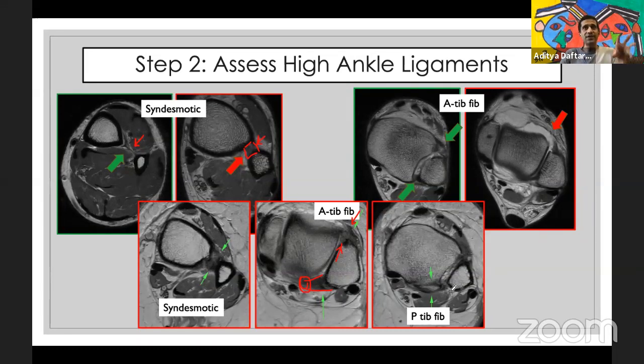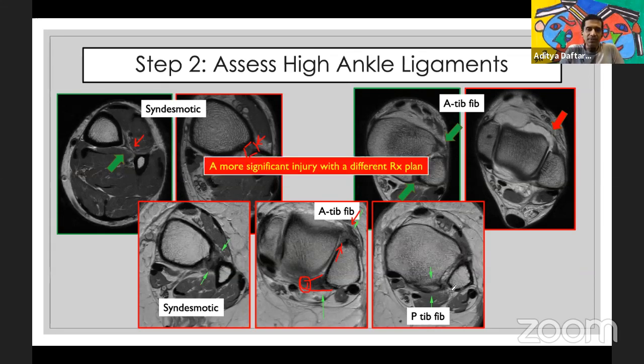So look very carefully when you have a patient with an acute injury to determine whether you think they have just a low ankle sprain or this is more likely a case of a high ankle sprain. A high ankle sprain is a more significant injury with a different treatment plan.